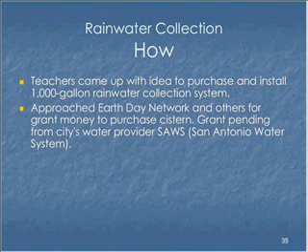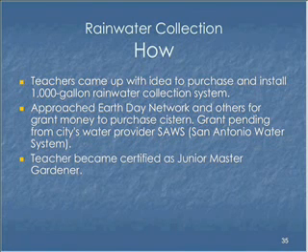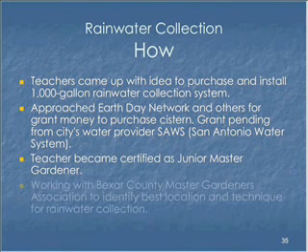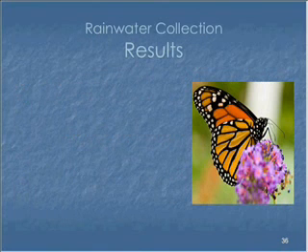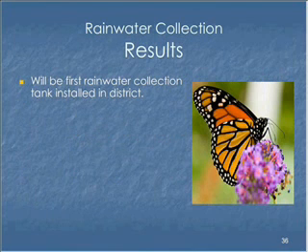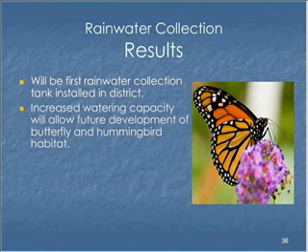One of the teachers became certified as a junior master gardener so she could learn rainwater collection and garden management techniques. And they partnered with their county Master Gardeners Association to identify the location and the best techniques for rainwater collection. This program is still in process, but it will be the first rainwater collection tank installed in the district, and it will increase watering capacity and will allow them to continue their garden program as well as develop it into future butterfly and hummingbird habitat.